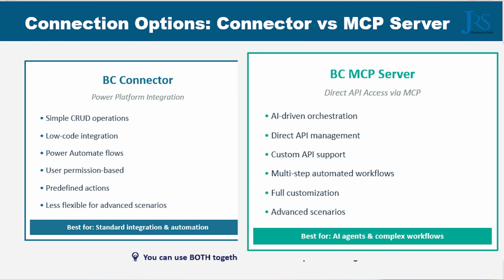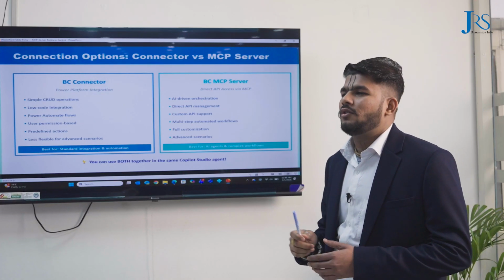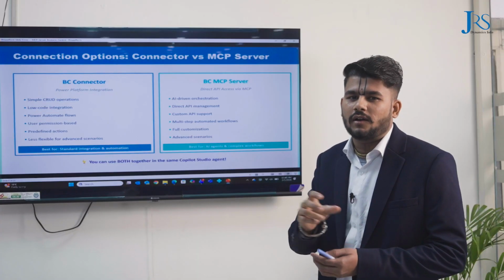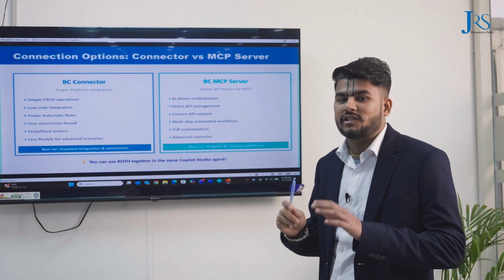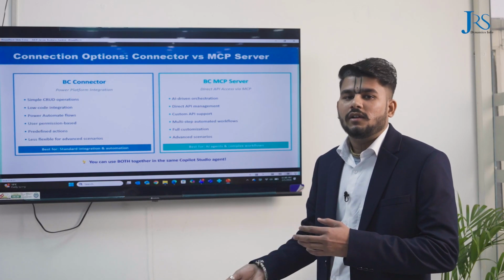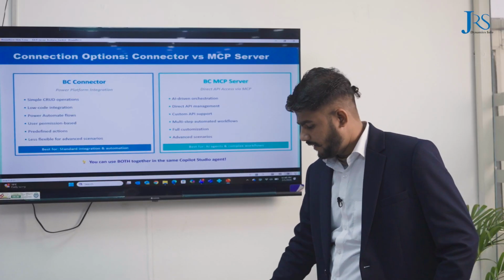But MCP server is basically direct API access via MCP. It has AI-driven and direct API management, custom API support, and also multi-step automated workflows. Basically Power Automate, I can say, is when you want to automate workflows, you want to automate certain tasks, like moving this file to this folder automatically, kind of small stuff. But MCP is a bigger picture. You have a chatbot, you can just directly ask in natural language input and it will retrieve the data from the server and give the response. That is what the MCP server is fulfilling here.